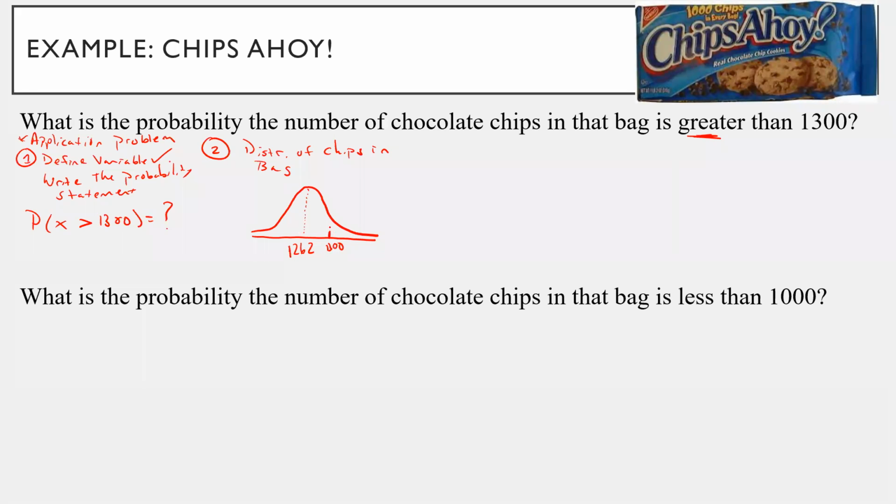Am I going to shade to the left or to the right here? If I want to be greater than. Yep, thanks. So it's a tail area to the right. So after we do that, step 3, does anybody remember what we do next? We have to compute something. Yep.